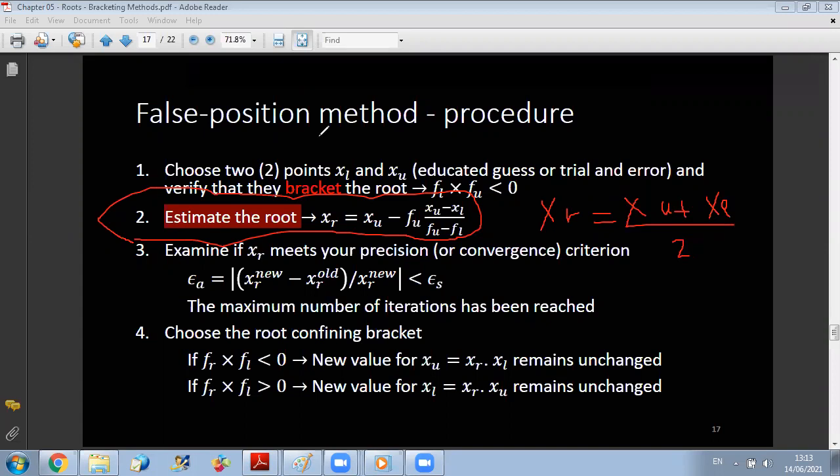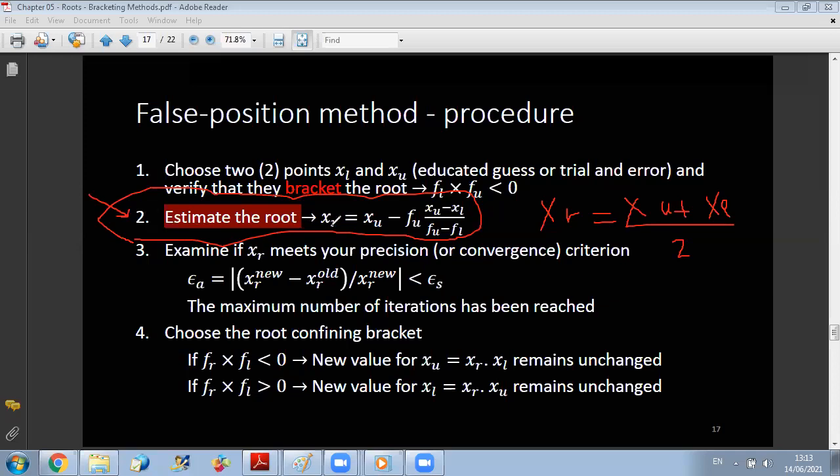And the more the function behavior is close to the linear behavior, the more the false position method will give a very fast convergence. Okay, so here we demonstrated together in the previous slide that in case of false position method, the estimate of the root is given by the following equation: xr equals xu minus fu times (xu minus xl) over (fu minus fl). This is the only different step.